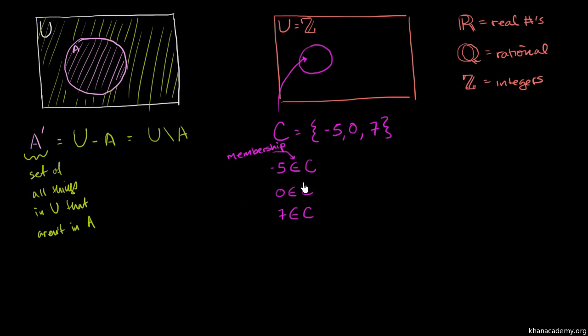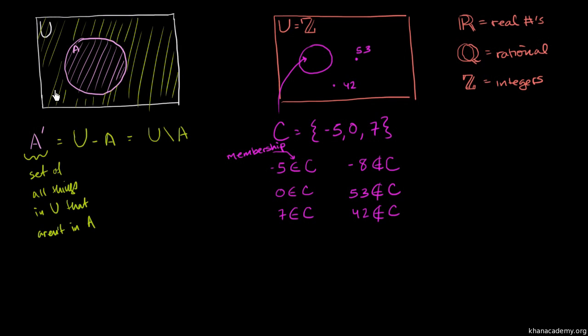Now, we also know some other things. We know that the number -8 is not a member of our set. We know that the number 53 is not a member of our set. 53 is sitting someplace out here. We know the number 42 is not a member of our set. 42 might be sitting someplace out there.